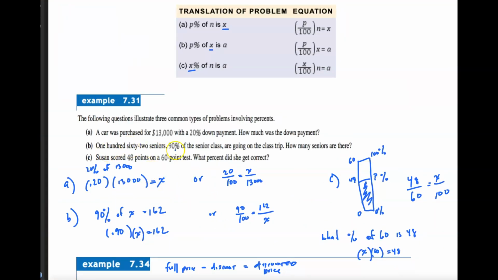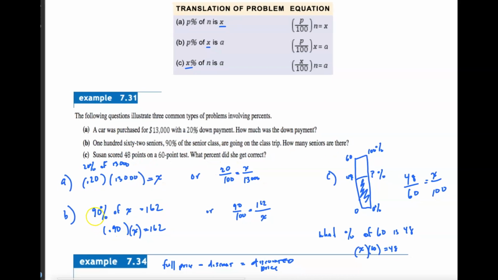Part B: 90% of seniors are going on the trip. That's 162. So 90% of something is 162, and you end up with this equation here. You can also say 90 out of 100 equals 162 out of what? We're looking for the whole amount, and so you have that proportion approach. Then you can solve by cross multiplying.